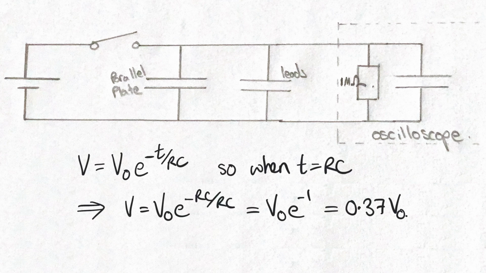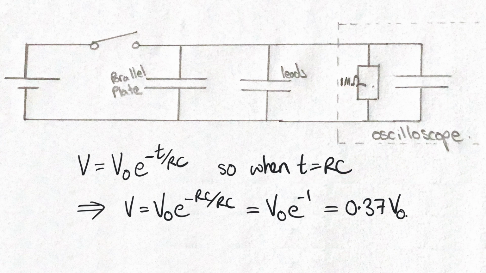I'm going to use the exponential decay equation for a discharging capacitor, and when the time is equal to the resistance times the capacitance, which is also called the time constant, then in this equation t becomes RC, which gives us e to the minus RC over RC, which gives us e to the minus 1, and e to the minus 1 is about 0.37. So if I can measure the time for the potential difference to reduce to 0.37 of its original value, then that time will be equal to the resistance, the 1 megaohm, times the capacitance.